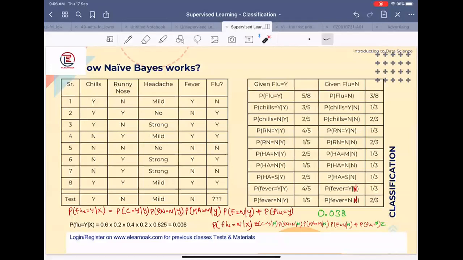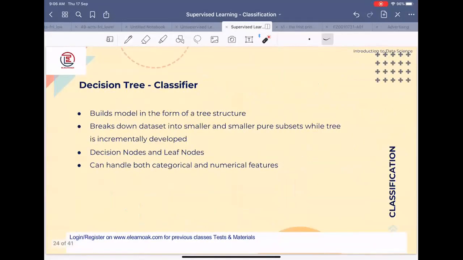Okay. So let us move ahead to our next, very commonly used classifier. It's called the decision tree, and I hope some of you may have heard of this already, but we'll go a bit deeper today to understand how the decision tree works. What is the core concept? What is the math behind it?